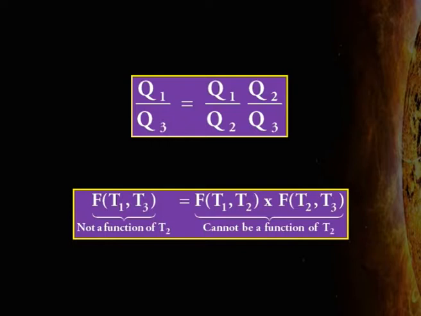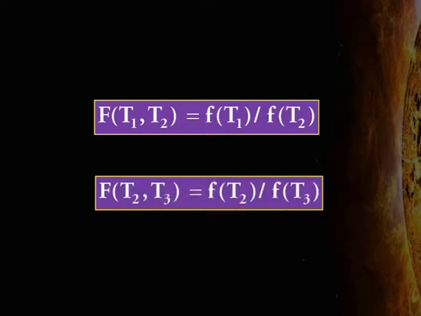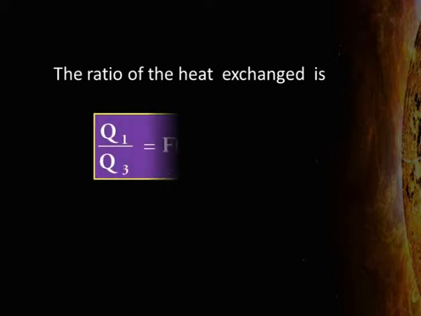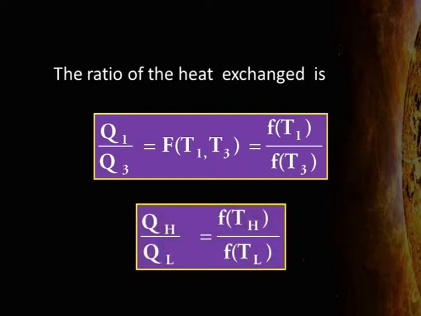We thus conclude that f(T1, T2) has the form f(T1) divided by f(T2), and similarly f(T2, T3) is equal to f(T2) divided by f(T3). The ratio of heat exchanged, Q1 divided by Q3, is a function of T1 and T3, and it is also equal to f(T1) divided by f(T3). In general, we can say Q at higher temperature divided by Q at lower temperature is equal to f of higher temperature divided by f of lower temperature. You can see that the ratio of heat exchanged is equal to the ratio of temperature.